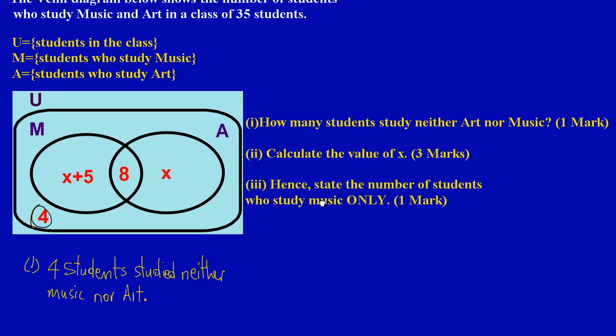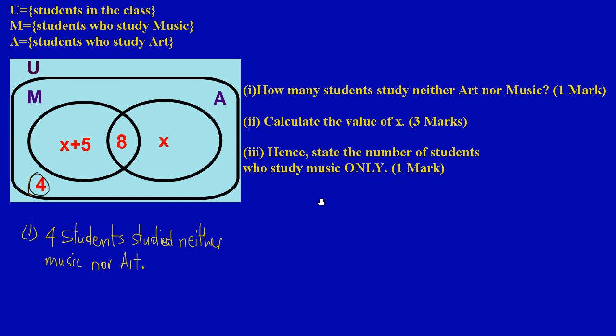Now let's shift up a bit so that we can get more space to work these questions. They're asking us to calculate the value of x, and this part typically values 3 marks, so it's pretty easy. We have x plus 5, which is the number of students who studied music, plus our intersection, plus the number who studied art, and the 4 who didn't study anything. So for part 2 we can say x plus 5, plus 8, plus x, plus 4, and this expression represents the total number of students in the class.